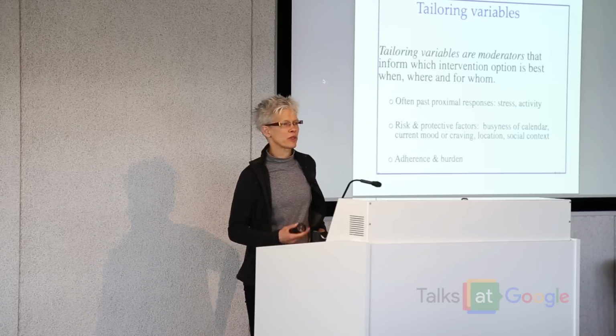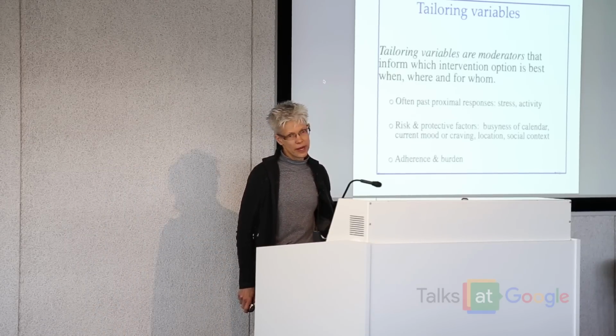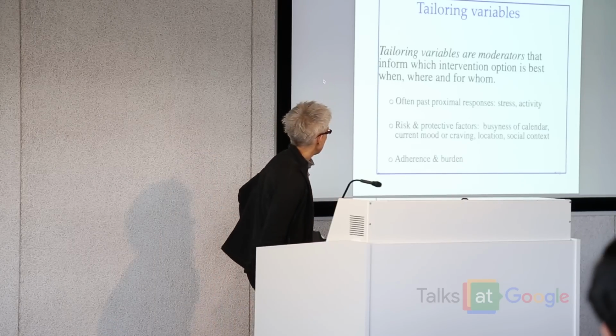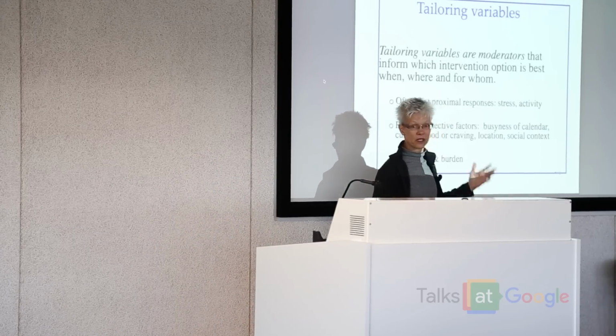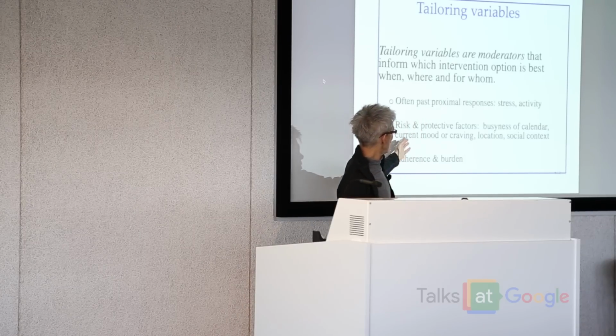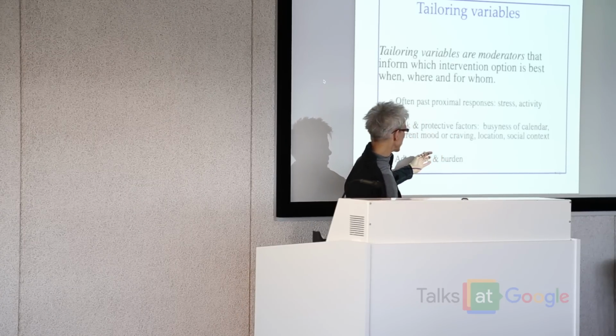So, tailoring variables. These are the variables you use to decide whether or not to provide a push or support. Often they are present proximal responses you've already observed, or whether or not you're going into a risky period.